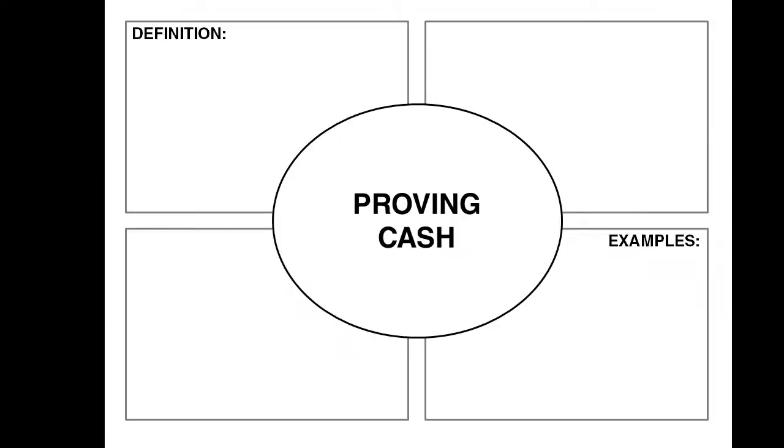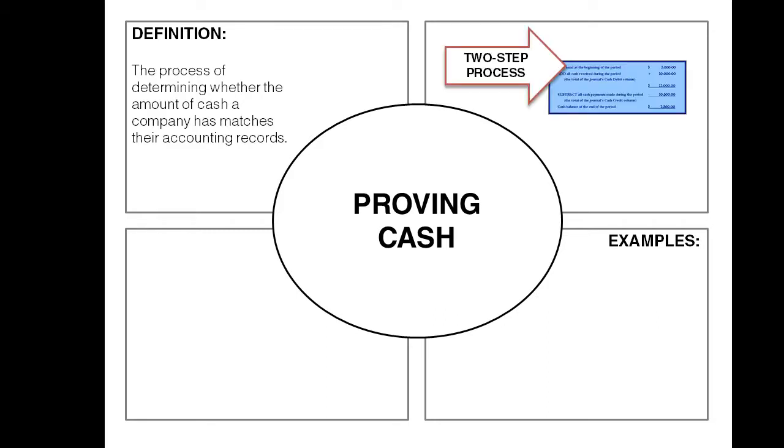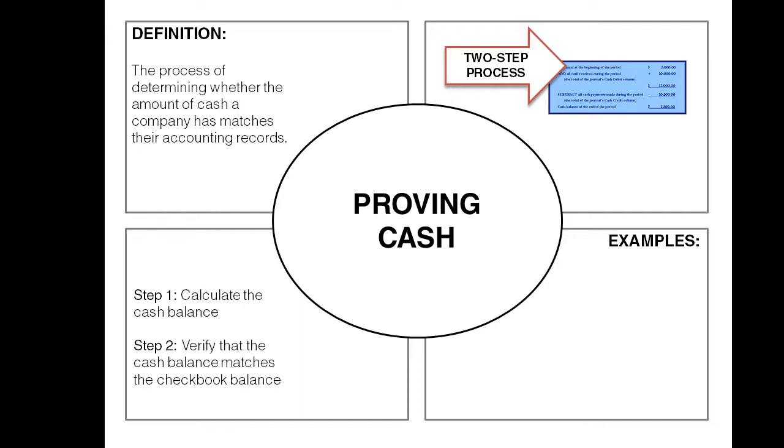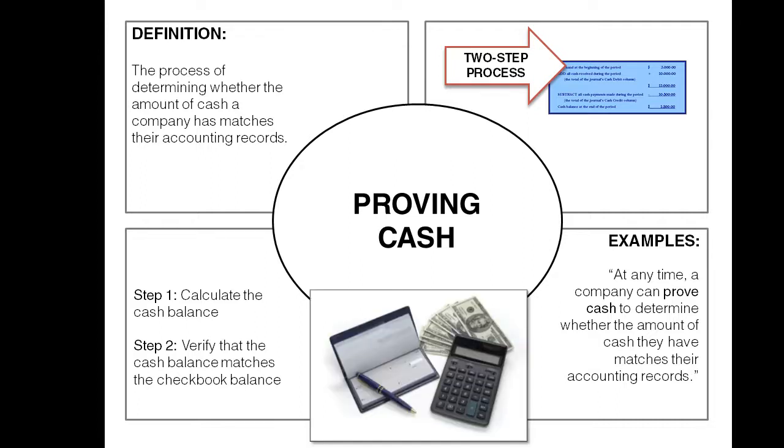Let's talk about proving cash. Proving cash is the process of making sure your journal matches your checkbook. It's a 2-step process. You calculate the cash balance from your journal, and then you verify that it matches your checkbook. At any time, a company can prove cash to determine whether the amount of cash they have matches their accounting records. That's the picture I use.